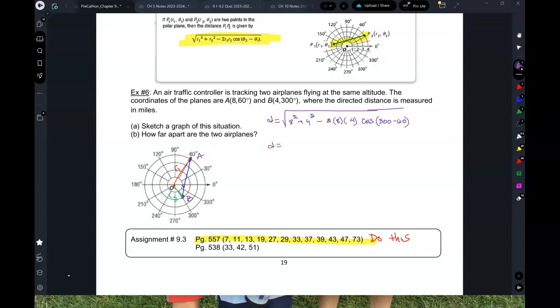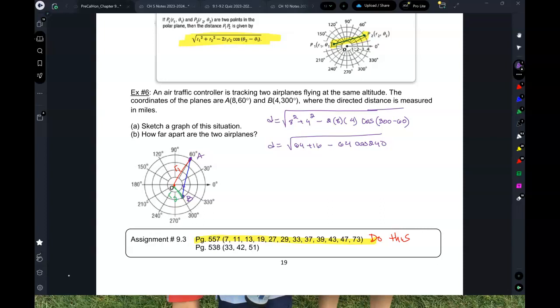So this is going to be 64 plus 16 minus 64 cosine of 240. By the way, would it have mattered if we had done 60 minus 300 and gotten cosine of negative 240? No, because it wouldn't matter, because with cosine, the negative just goes away, right?